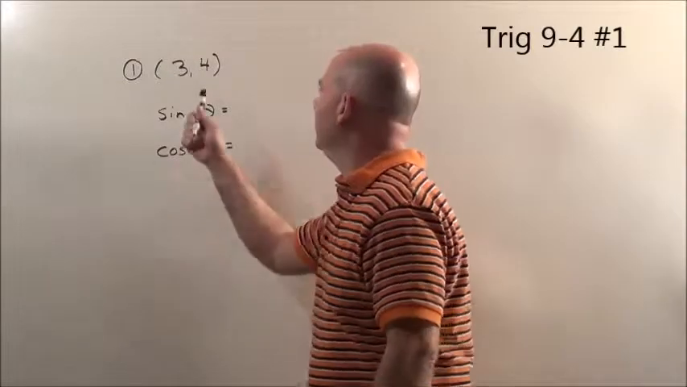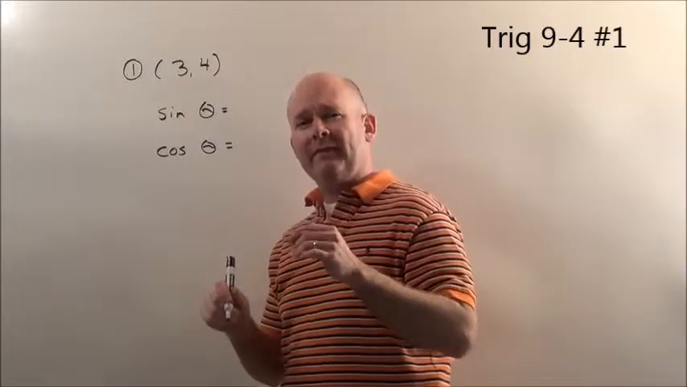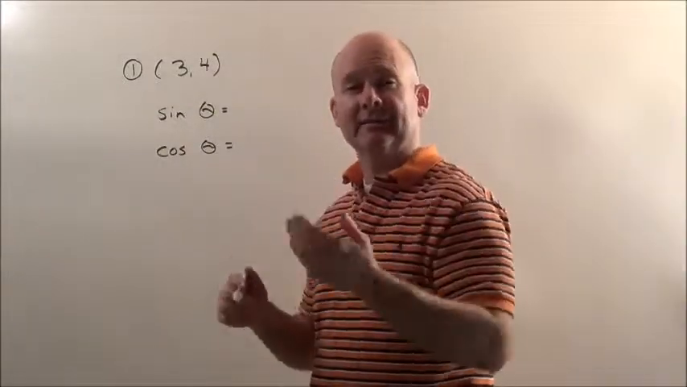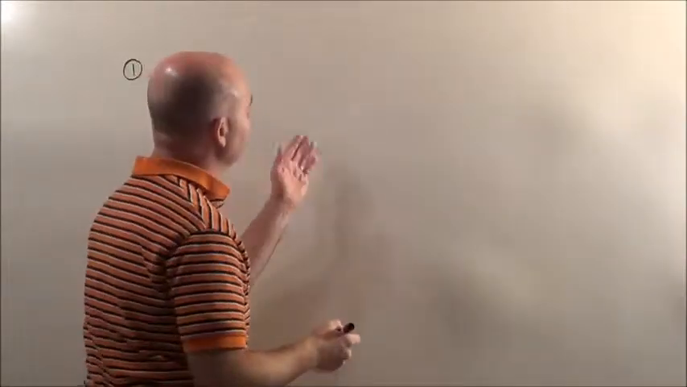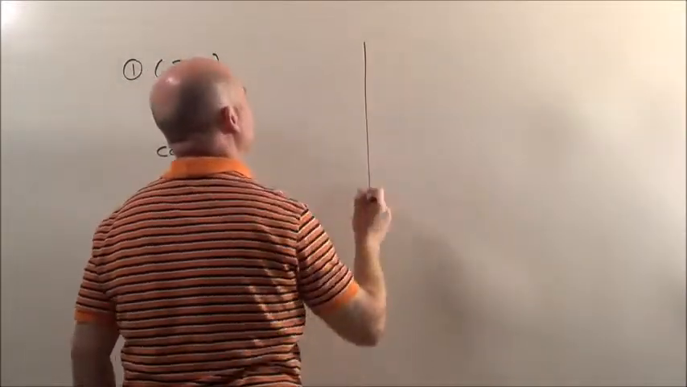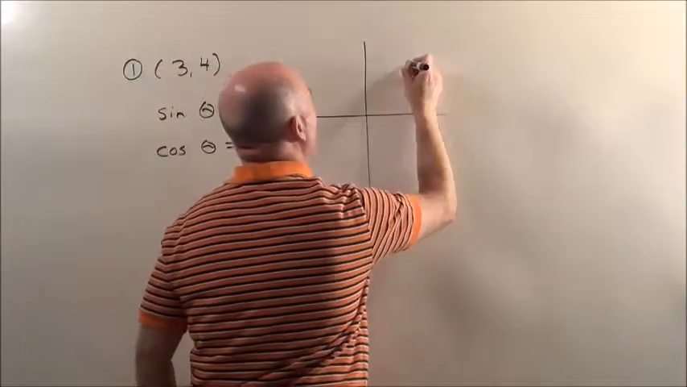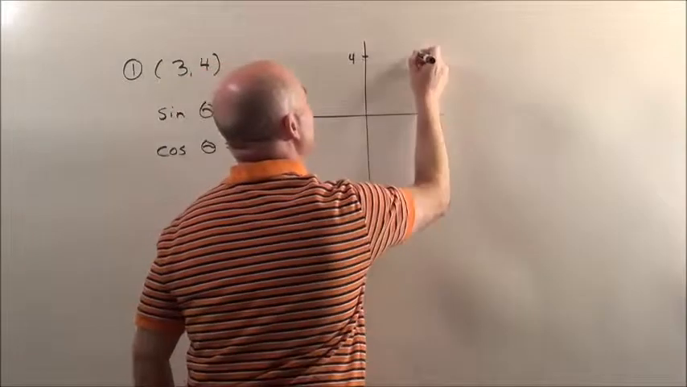Here's problem 1. It gives us coordinate values and wants to know the sine and cosine value of theta, given that theta is in the first quadrant, the terminal side is in the first quadrant, and the initial side is at 0 degrees. So basically we have this coordinate grid, and we have this point 3, 4. So you go over 3, up to a height of 4, and there's that point.